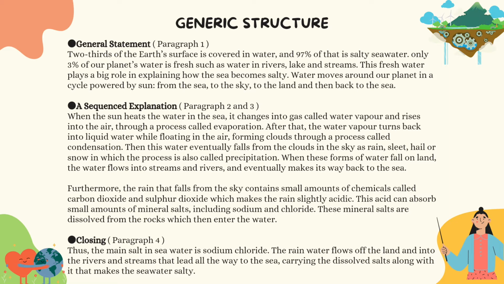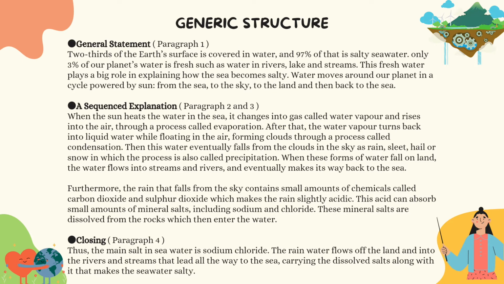2/3 of the Earth's surface is covered in water, and 97% of that is salty seawater. Only 3% of our planet's water is fresh, such as water in rivers, lakes, and streams. This fresh water plays a big role in explaining how the sea becomes salty. Water moves around our planet in a cycle powered by the sun, from the sea to the sky to the land and then back to the sea.